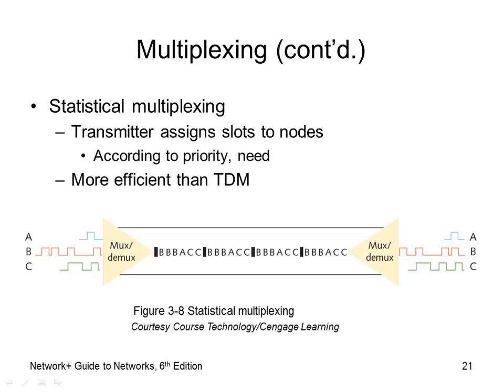Statistical is a type of multiplexing where you are breaking it up by priority and by need. In this case, A doesn't have very much data. B got more priority, so you see there are 3 B packets every time for 1 A packet.